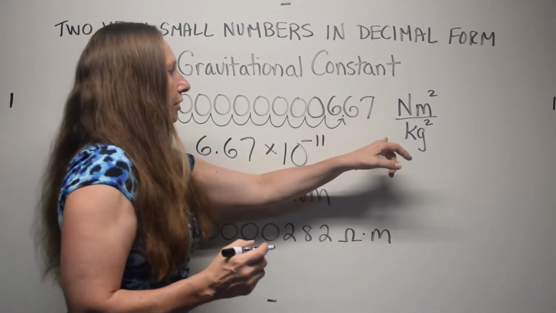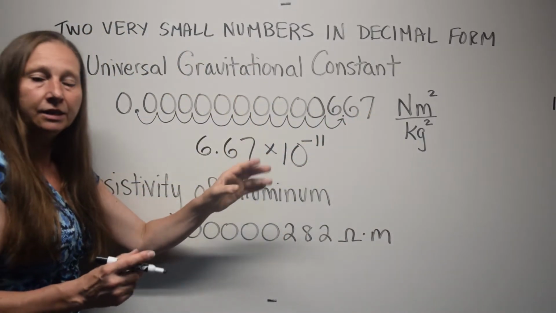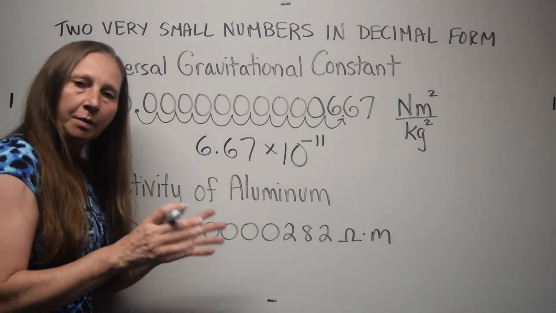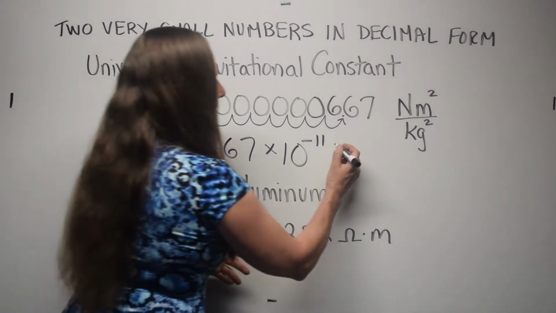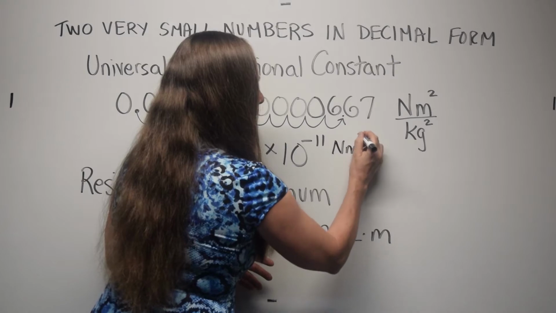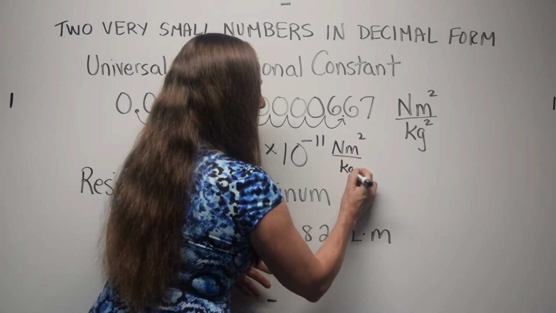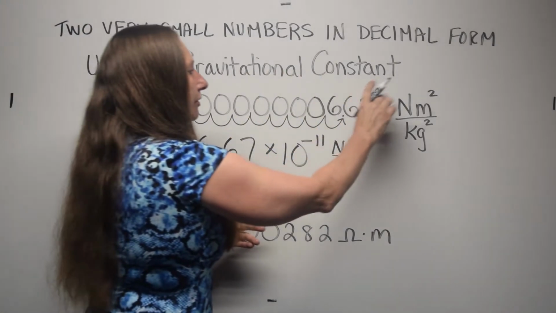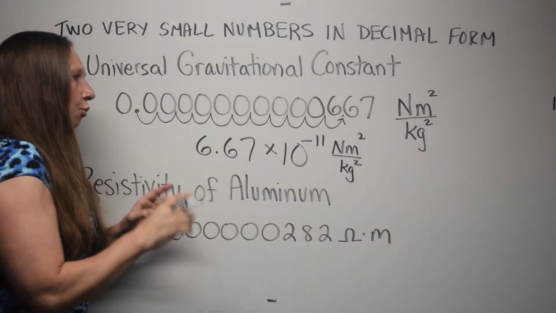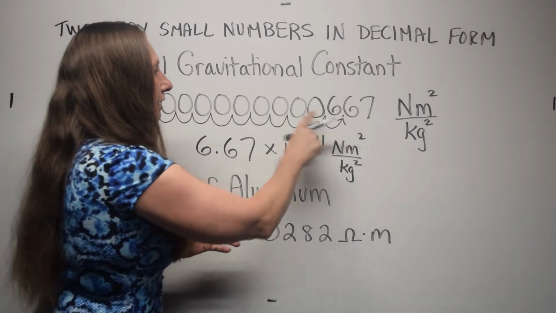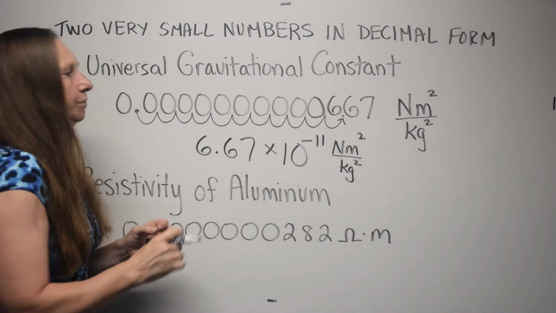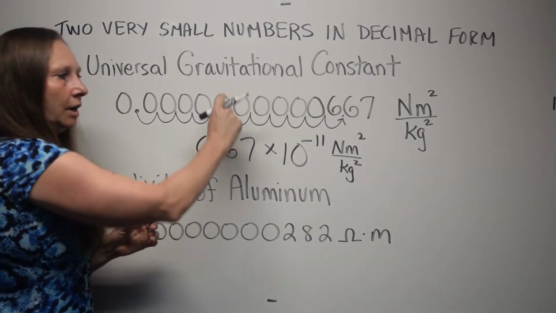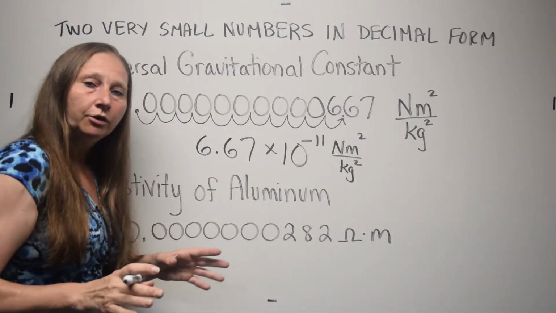And the unit for the universal gravitational constant, again, found on the first page of your reference tables, is Newton meter squared per kilogram squared. Don't worry too much about the name of the number or the unit right now. We're focused on converting the decimal into scientific notation. You'll learn about the name of this number and this unit later in the course.